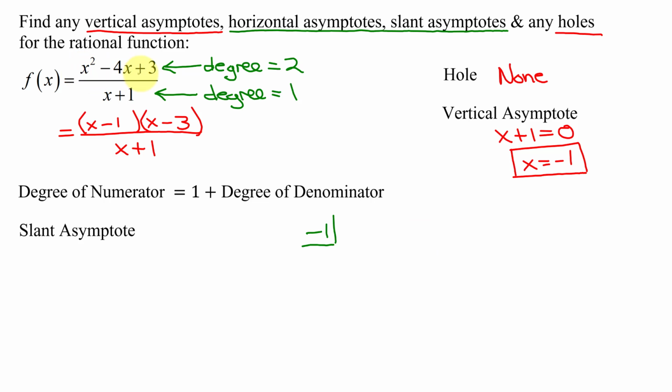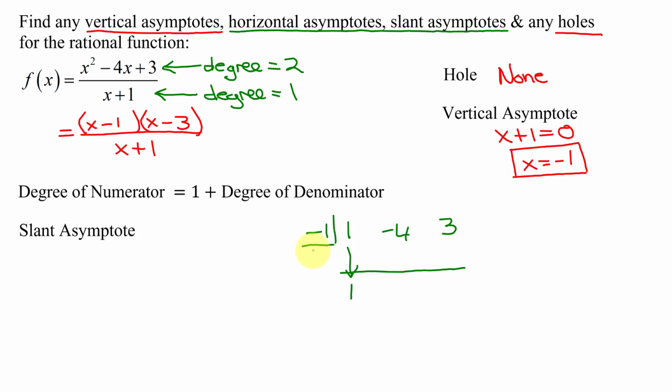Do I have any missing terms in the numerator? No, I have x squared, x, and a constant. So my coefficient of the x squared is a 1. So my numbers are going to be 1, -4, and 3. Leave some room. Now bring down the 1.